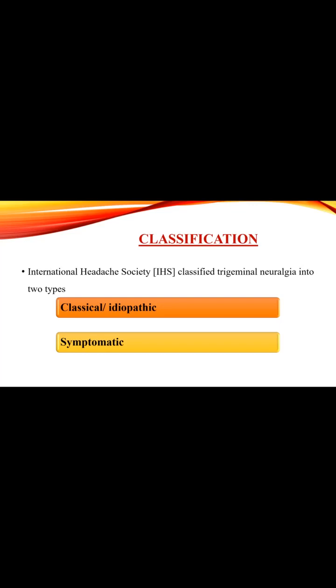What is peculiar to symptomatic trigeminal neuralgia is that it is caused by a demonstrable structural lesion other than vascular compression. The main etiological factor of trigeminal neuralgia is vascular compression. So other than vascular compression, it is also caused by a demonstrable structural lesion.